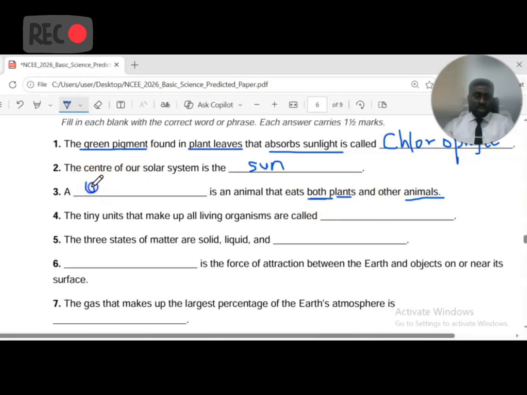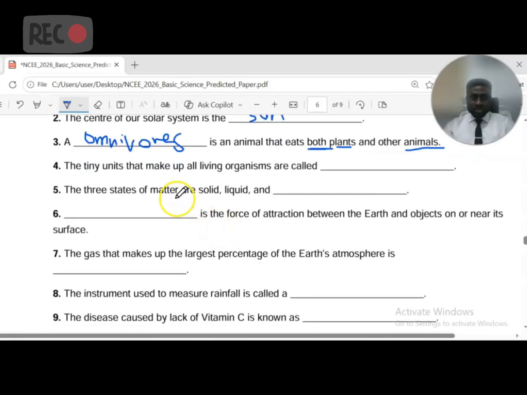So we call them omnivores because they are omnivorous in nature. So you call them omnivores from the three major types of feeding in animals. So that fills in the blank space.